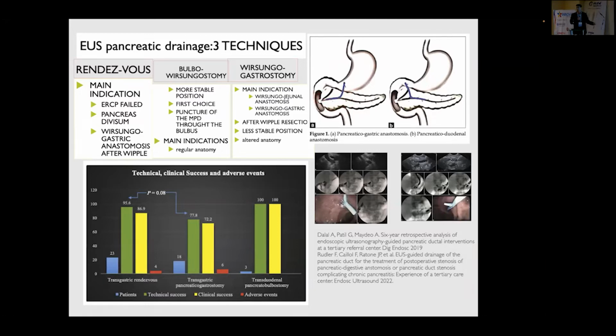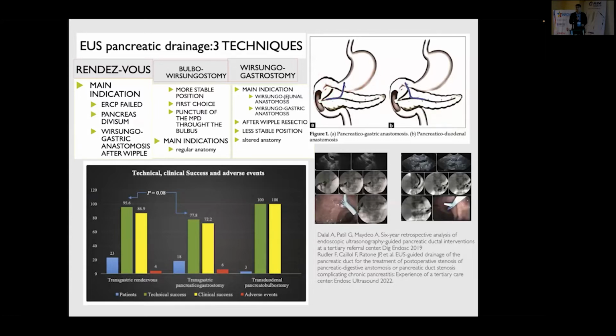The wire crosses the papilla, you catch it with a duodenoscope, and we saw a rendezvous technique in the pancreatic duct yesterday during a video. And that's a good technique for the pancreatic duct because you have not a lot of complications. The two other techniques are insertion of a stent in the bulbus or through the stomach.